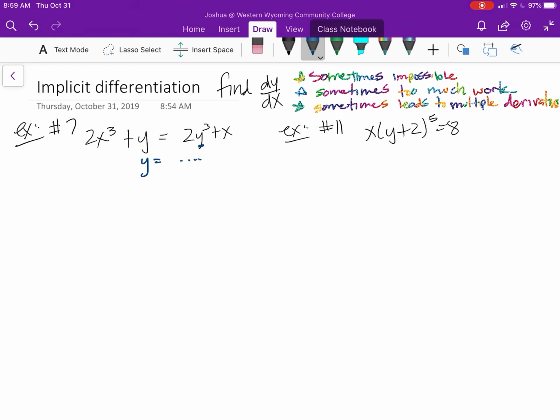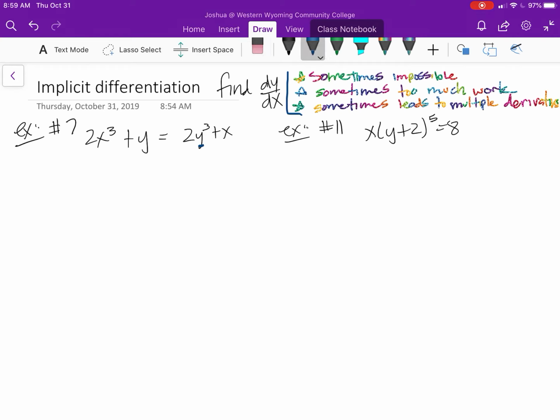Okay, maybe it's obtainable, but sometimes it's too much work, and that's what I wrote over here in this rainbow color. Our old way, sometimes it's impossible, sometimes it's too much work, and sometimes it leads to multiple derivatives. Okay, and that isn't necessarily a problem, but implicit differentiation is here, hopefully, to make things easier. So with that said, let's do these two examples.